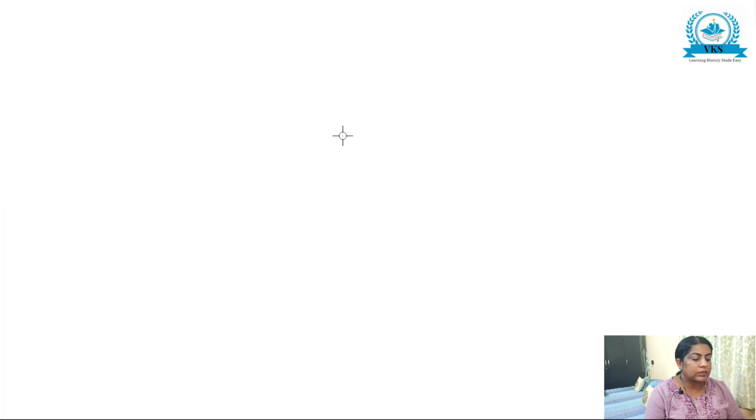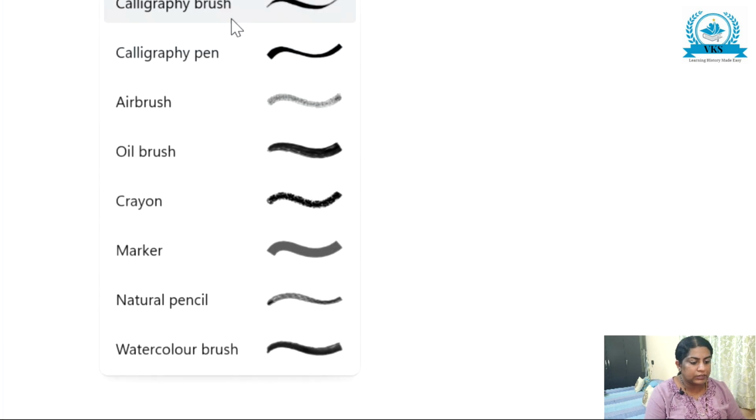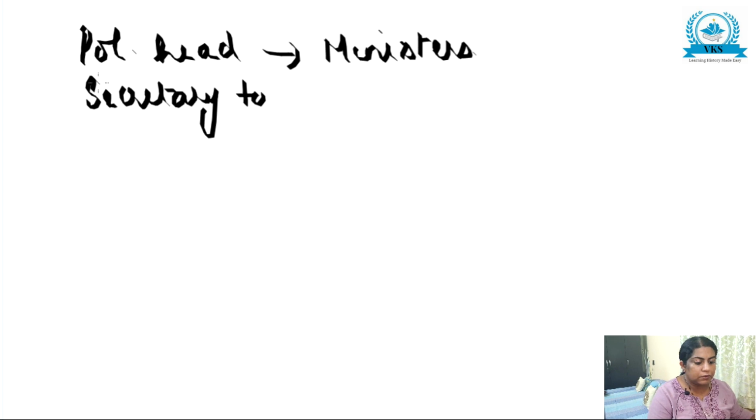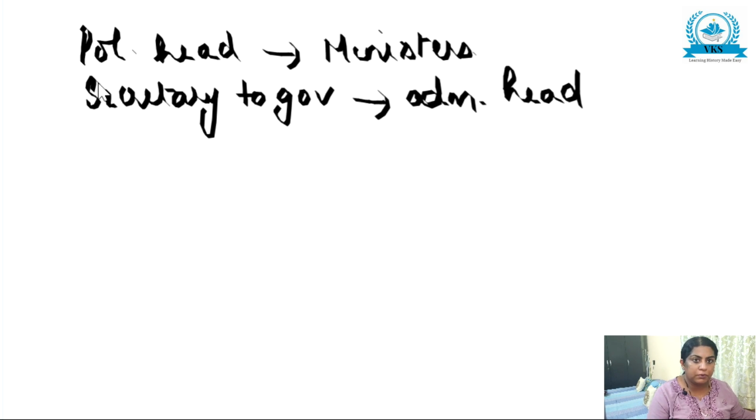Then the ministers are the political head of the ministry. So if we see the ministry, the political head will be the ministers, and the secretary to the Government of India will be the administrative head.